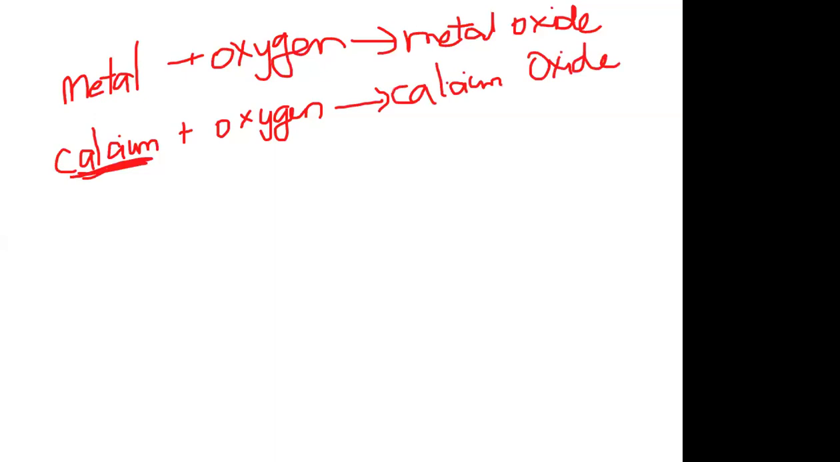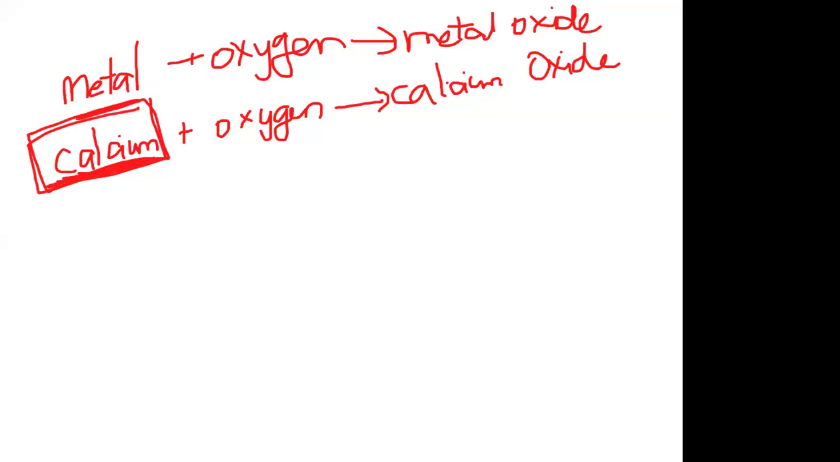So step 1 says I have a word equation. Step 2 says convert the word equation to chemical formula. Right here, I am seeing calcium. Is calcium bonded with anything right here? No, it's not. It doesn't have anything right there, it's just calcium.